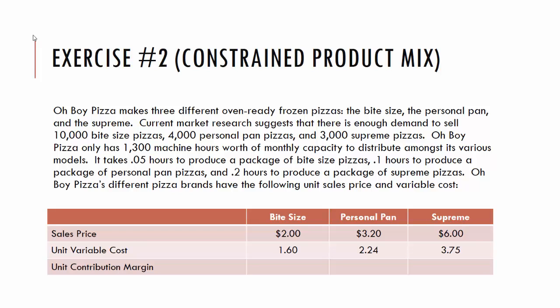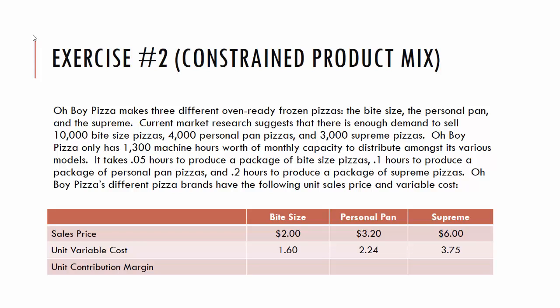Another thing that companies are constantly constrained by is their production capabilities. There's only so many machines. There's only so many employees that know how to run those machines. So you're constrained by what you have the capacity to actually make, and you're also constrained by what you could sell after you make it.